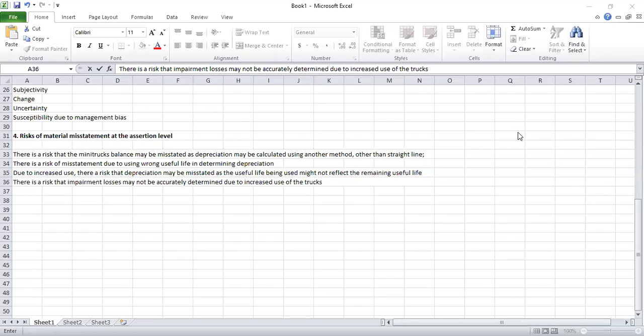I don't understand your question, Roshan. I just see that you said, what about valuation of the fleet of trucks? Right. You remember that we are new auditors. Maybe rephrase your question. There's a risk that the mini trucks may be misstated due to wrong opening balances.